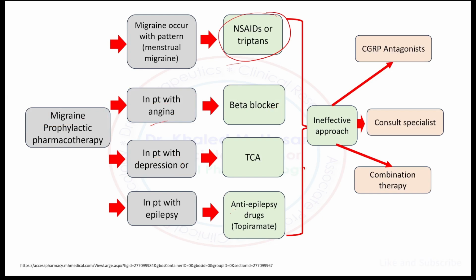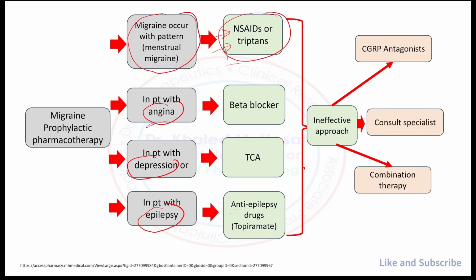Again, this slide demonstrates how to use medication to prevent migraine, but we need to look at the patient's situation. Does the patient suffer from angina? Does the patient suffer from depression? Does the patient suffer from epilepsy? Or do we have some predisposing factors such as menstrual migraine? If you talk about menstrual migraine or regular migraine, we start with the NSAID, Tylenol, acetaminophen, aspirin, ibuprofen. We can switch the patient or place the patient on triptan.